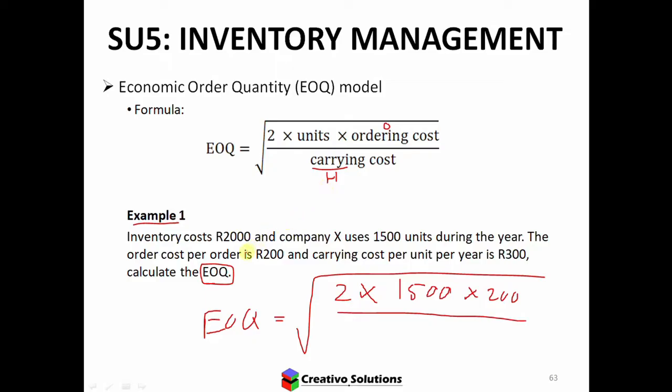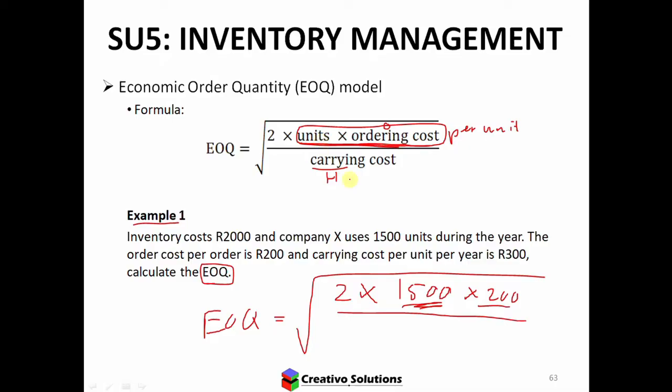Be careful. The ordering cost is per unit, so you don't need to multiply again because you're already including the units. Remember, you're taking units times the cost, which gives you the total cost. So please don't double account for it. The ordering cost is per unit, and the demand is the total amount of units you have in the year. Make sense?